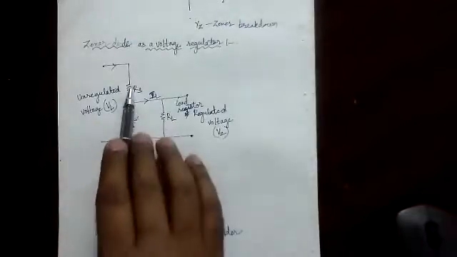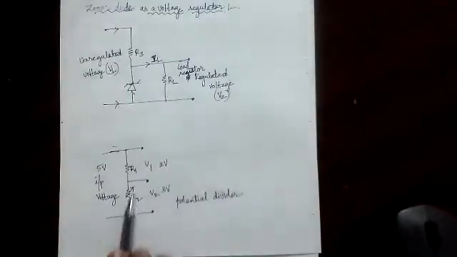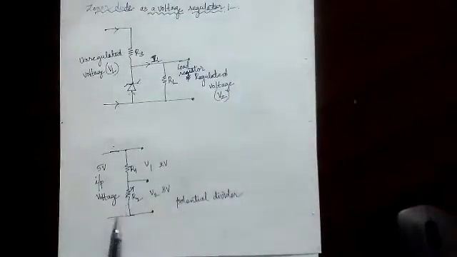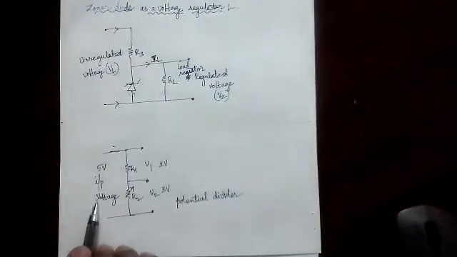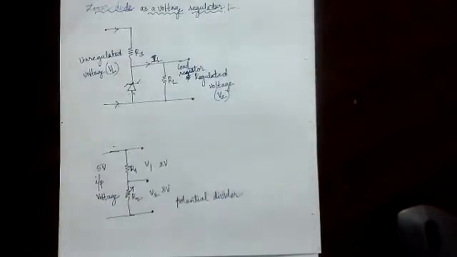So how does it work? See here, this is a potential divider. The purpose of a potential divider is to divide the voltage. Suppose I have a 5 volt input and an LED which requires only 2 volts. If I give 5 volts, it will be damaged. I cannot bring a 6 volt battery, a 3 volt battery. I may have one more thing which requires only 3 volts, and I cannot bring so many batteries or so many power circuits.